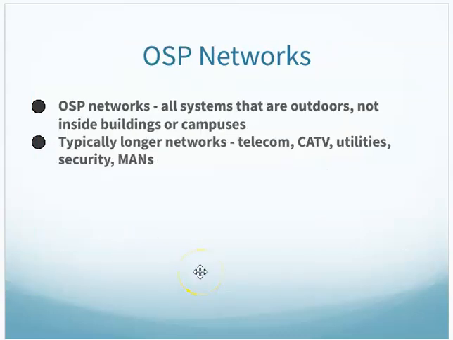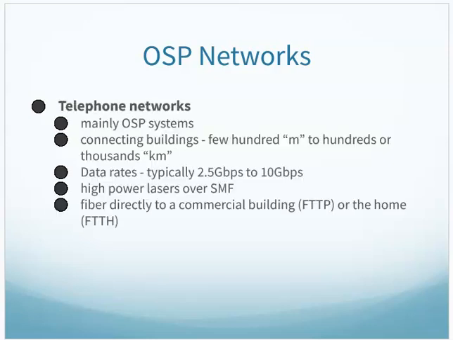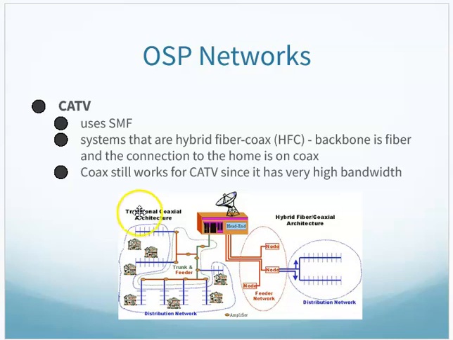Outside plant, for these long-distance links, is typically going to be your single-mode fiber. Longer networks, telecom, cable TV, utilities, security, metropolitan area networks, that sort of thing, are all going to typically be longer links, so therefore single-mode fiber. Telephone networks, mainly outside, we're talking kilometers versus meters. Data rates 2.5 gig to 10 gig. High power lasers over single-mode fiber for distances. Even fiber to the home or fiber to the premise using single-mode fiber.